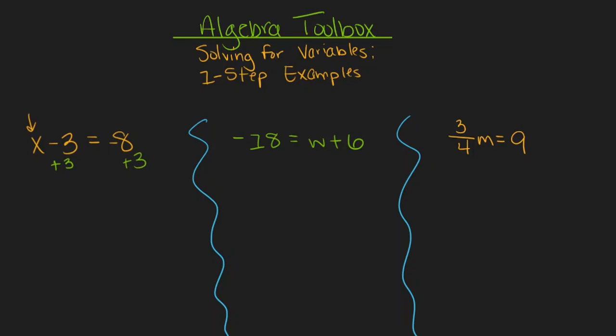Equal signs are like scales. We have to keep balance between both sides of that equal sign. So whatever I do on one side, I have to do the exact same thing on the other, or I'll upset the balance between these values.